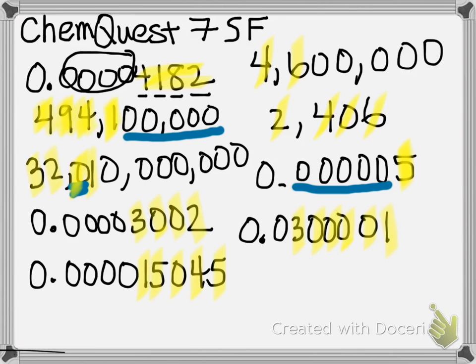And our final number of 12,000, this again is one of those where we have an understood decimal. Because it's an understood decimal, the only 2 significant digits are the 1 and the 2. The rest of the numbers are not significant. So we have 2 significant figures there.